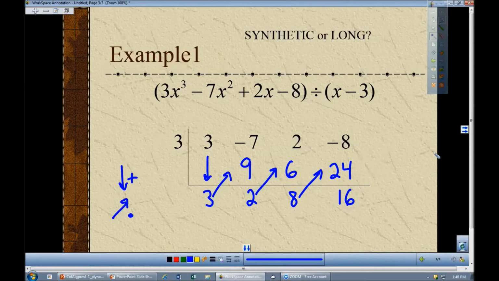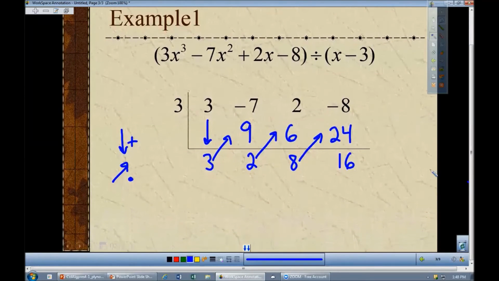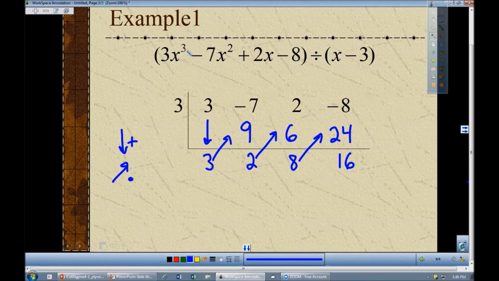I guess I'm done with this problem, except I need to write what the quotient is. I'm going to take these numbers here, the 3, the 2, the 8, and I'm going to start writing a polynomial. I need to drop my polynomial 1 degree down. So when I divide a cubic function by a linear function, I should drop down to a quadratic function, that is an x squared function. So our quotient, q of x, is 3x squared plus 2x plus 8.